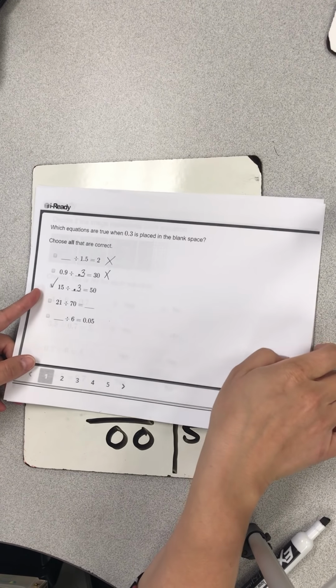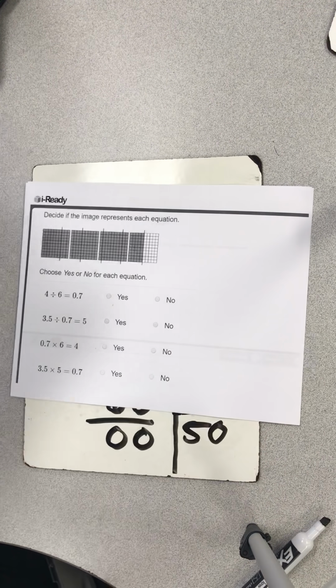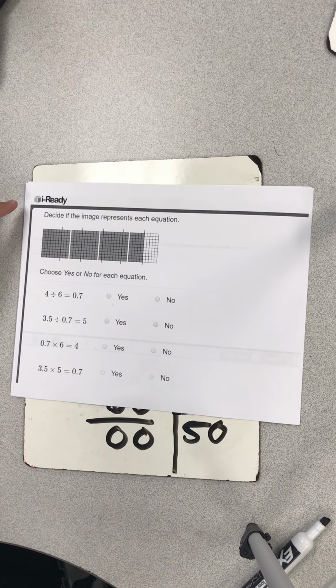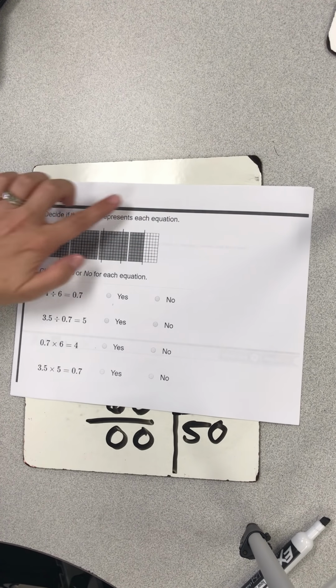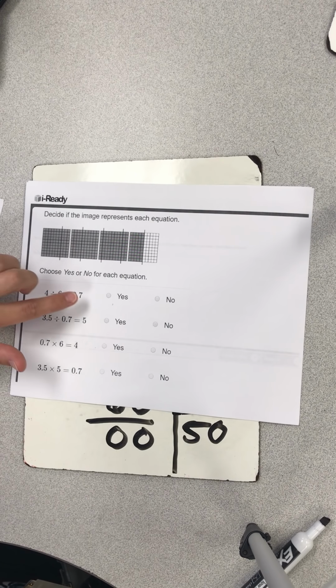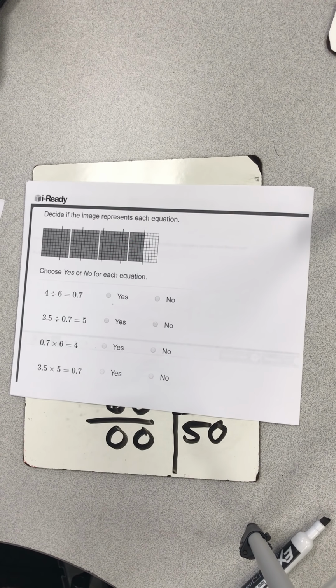Okay, for the sake of time, we're not going to go through the rest of those, so let's take a look at what else they give you. In this question, you need to decide if the image represents each one of these equations. So we need to figure out, is this picture showing you, in this first one, are they showing us 4 divided by 6 equals 7/10?